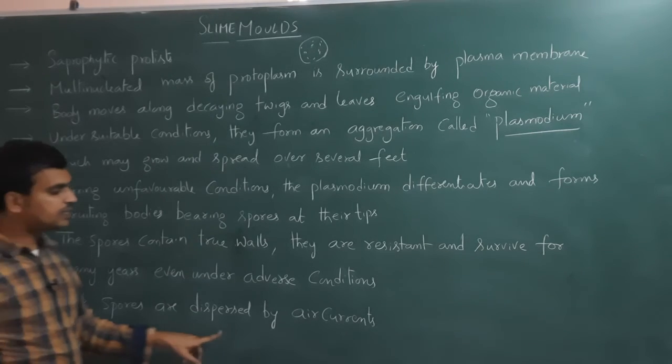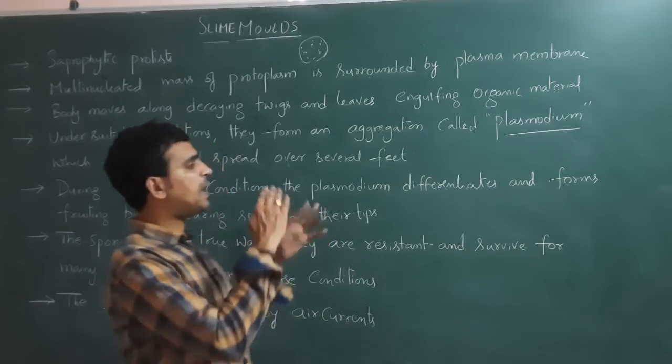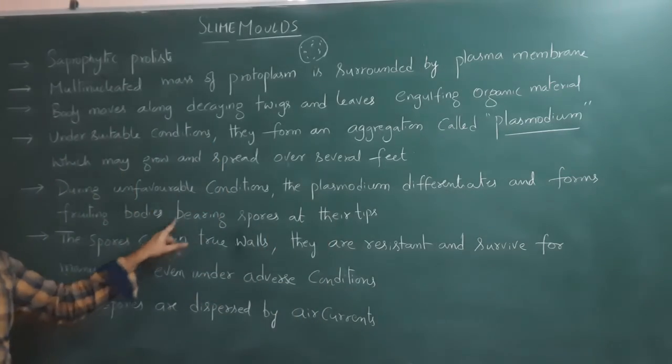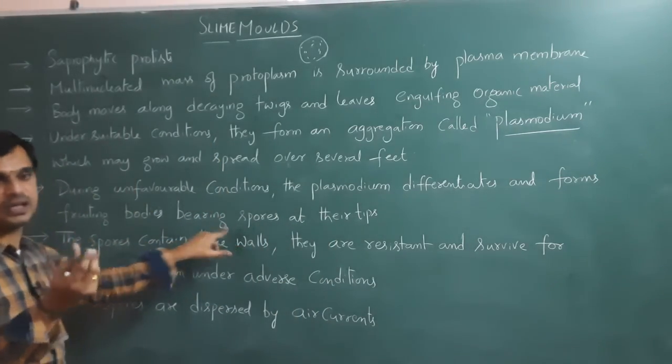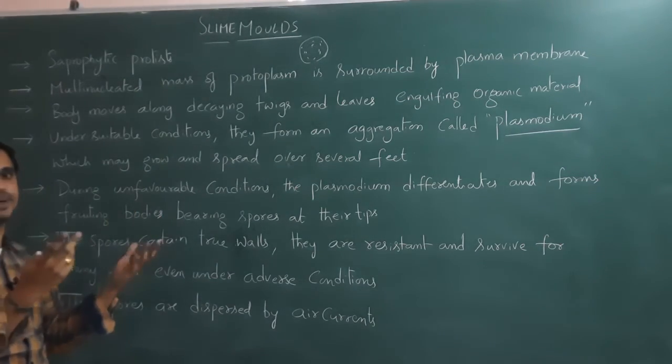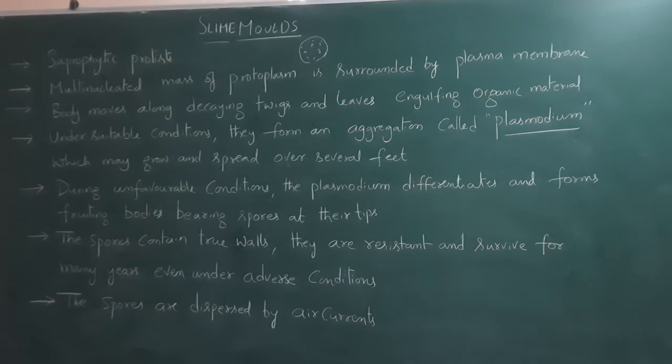Next, the spores are dispersed by air currents. The plasmodium differentiates and forms the fruiting bodies. The fruiting bodies contain the spores at their tips. The spores can be dispersed or released by the air currents. So this is about slime molds. Next, coming to the protozoans.